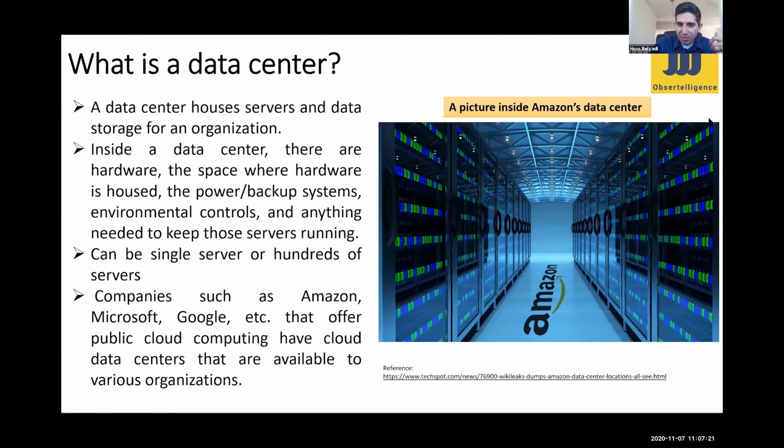And here's an example. This is a picture that I pulled from this website here. You can see this is a picture inside Amazon's data center. Very sophisticated, very powerful. That's where a lot of companies, for example, rent these places through Amazon or Microsoft to store their data. And to be honest with you, some of the very confidential governmental information, such as even the Pentagon, could be using these data centers to store their data.